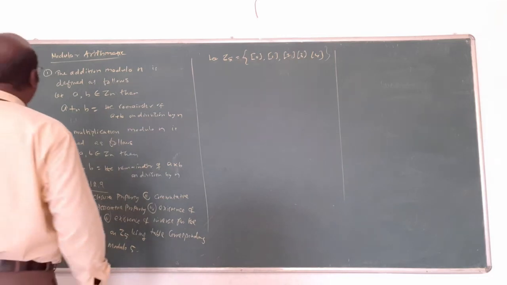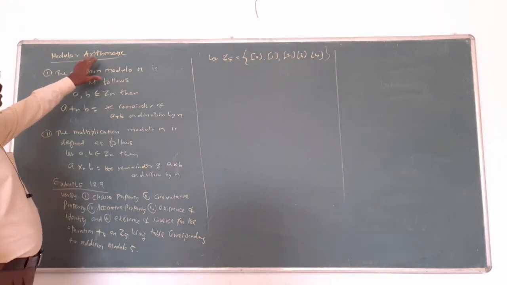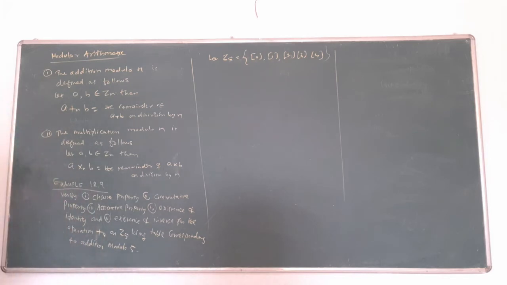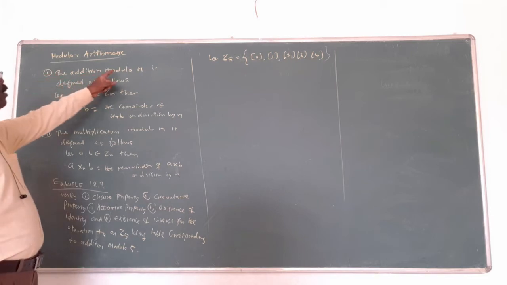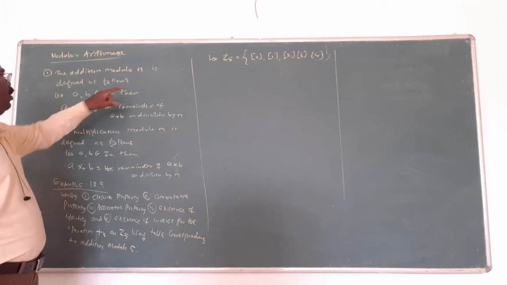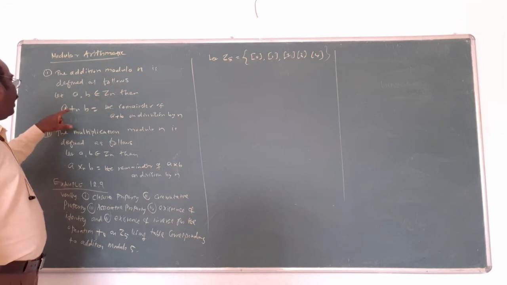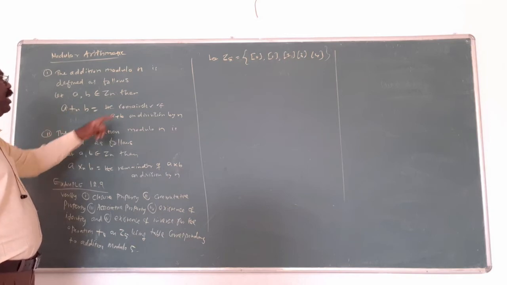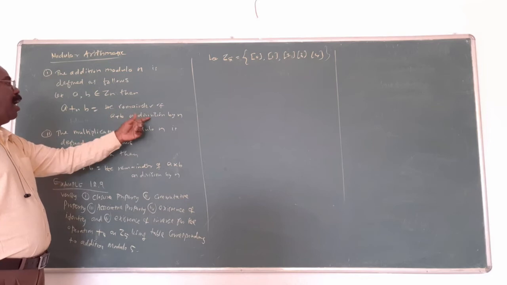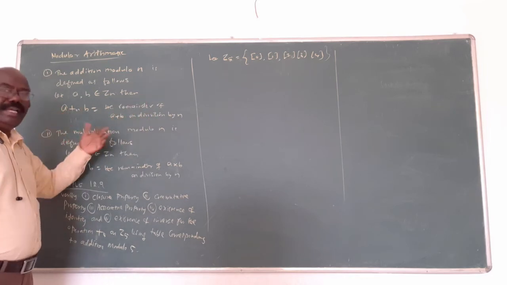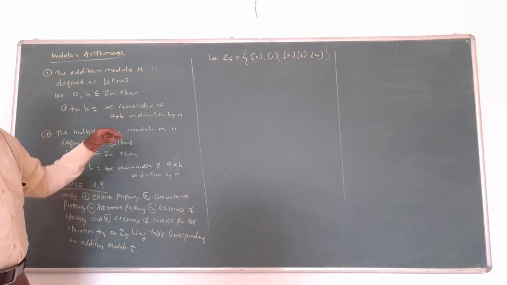Now another question: modular arithmetic, or modulo numbers. The addition modulo n is defined as follows. When a, b belong to n, a addition modulo n b is equal to what? Adding together, divided by n, we get the remainder. That only you want.